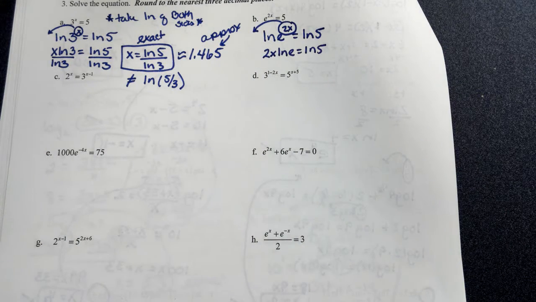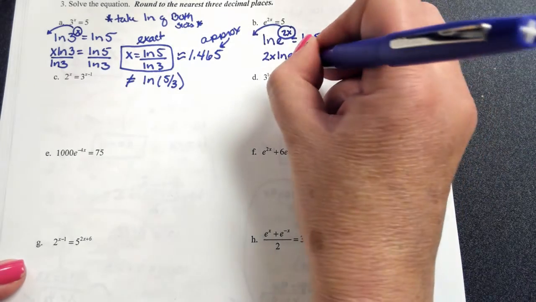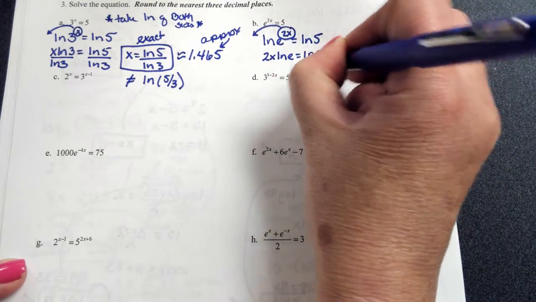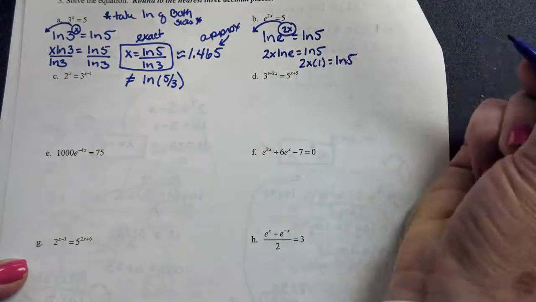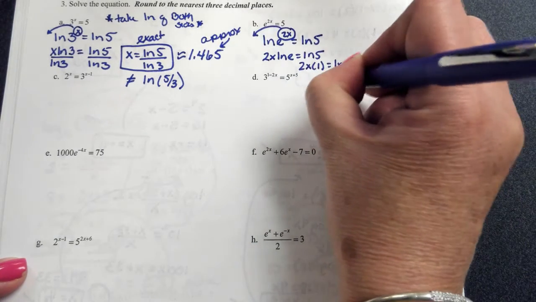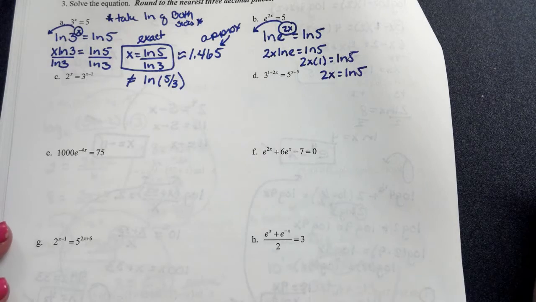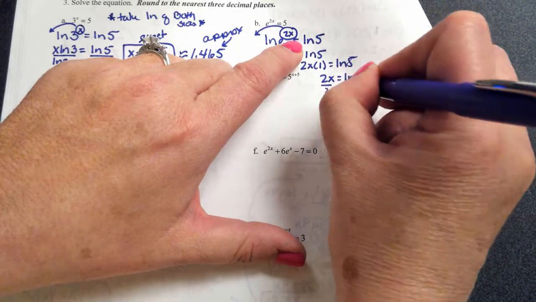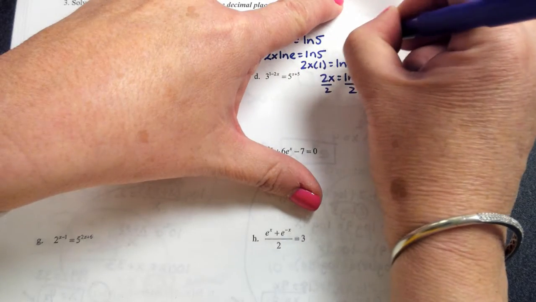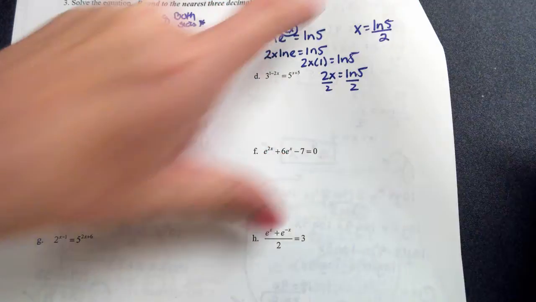What is the natural log of e equivalent to? You can simplify that. Natural log of e is just 1. So I have 2x times 1 is equal to the natural log of 5, or just 2x is equal to the natural log of 5. And then how would you solve for x? What would you do to both sides? Divide by 2. So then x is equal to the natural log of 5 over 2.